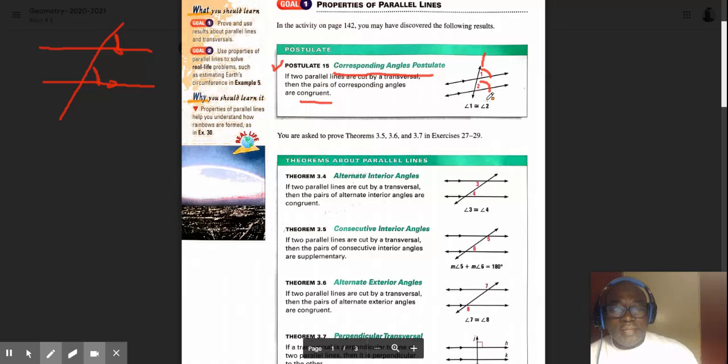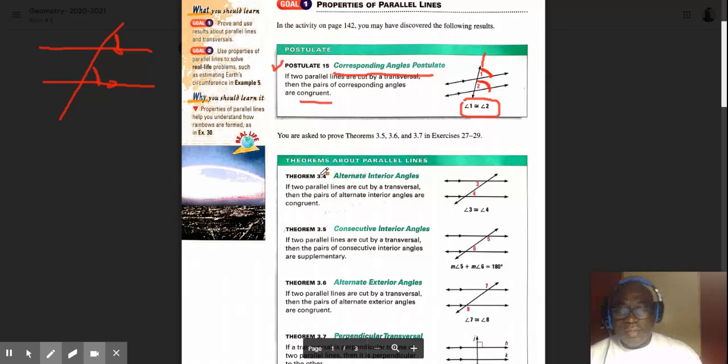So that is what congruence means. Angle 1 is congruent to angle 2. It means the measure here is the same as the measure here. And that is so because these two angles are corresponding angles, because this transversal cuts two parallel lines.